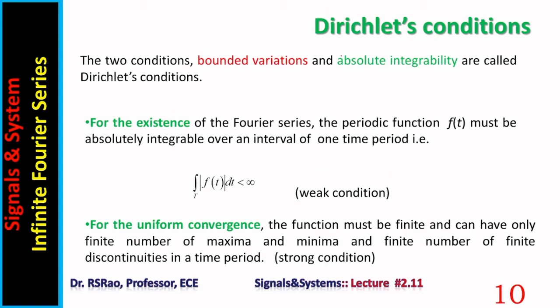Now let us spend some time on Dirichlet's conditions. What are Dirichlet's conditions? While starting the session, it was told that Fourier series, that is infinite Fourier series expansion, is available for periodic continuous time signals. However, there is a condition. Not all continuous time periodic signals can have Fourier series expansion. Only those which satisfy certain conditions. These conditions are called Dirichlet's conditions.